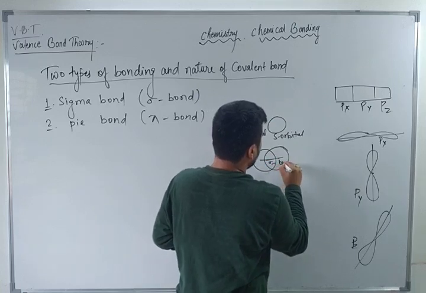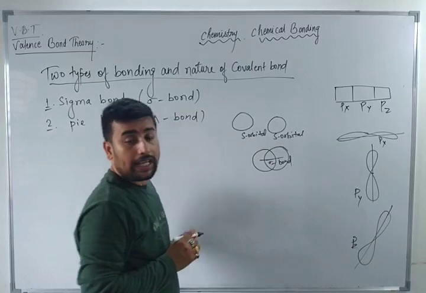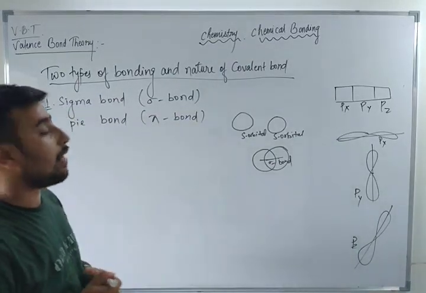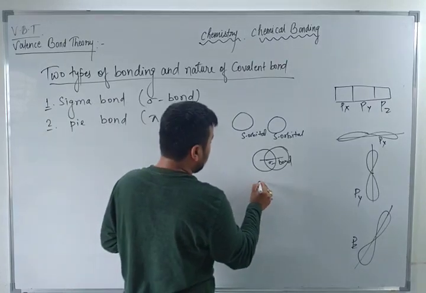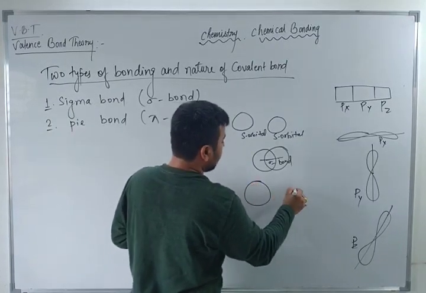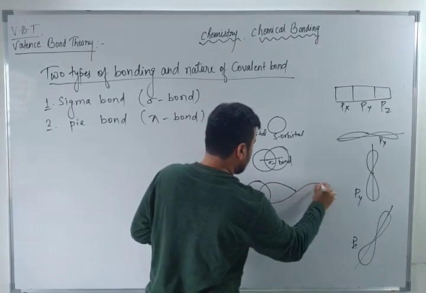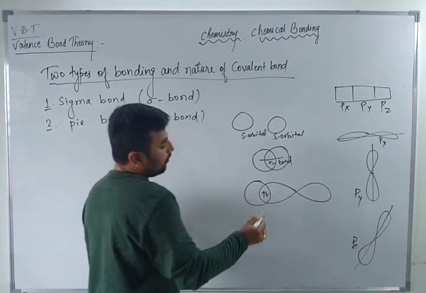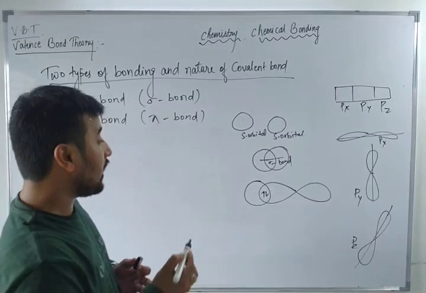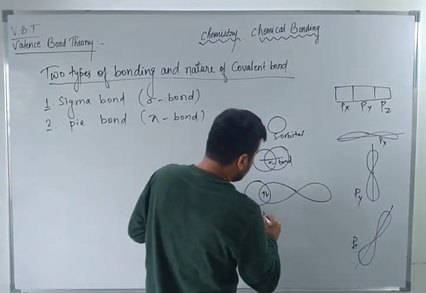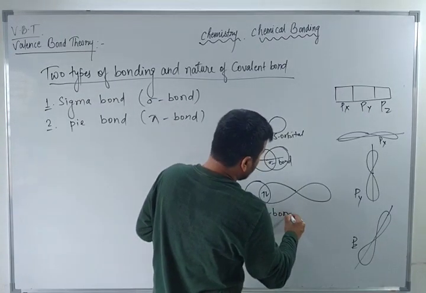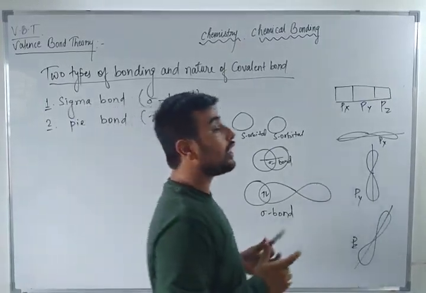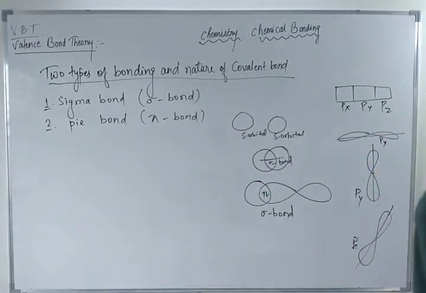Remember, s overlapping will give you the formation of sigma bond. And if I talk about s and p, the s is spherical and p lies along the x-axis. So this electron and this electron both will be overlapping, and there will be a formation of sigma bond. Remember it.